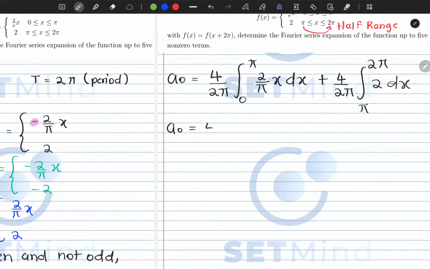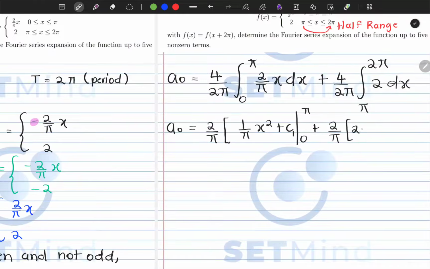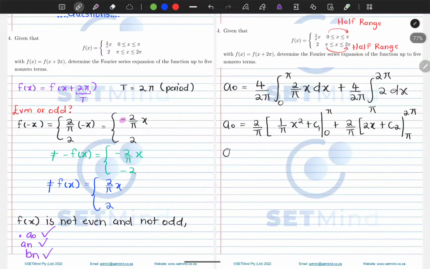So let's go ahead and integrate that. It should be very easy. We'll have 4, and if we cancel, we'll actually have 2 over pi. When we integrate this one, we'll just have x squared. So we'll end up having 1 over pi x squared plus c1 when you do the maths, between 0 and pi. And then plus 2 over pi, and when we integrate 2 we'll get 2x plus c2, and we'll put in the limits pi and 2 pi. So we can now go and substitute.